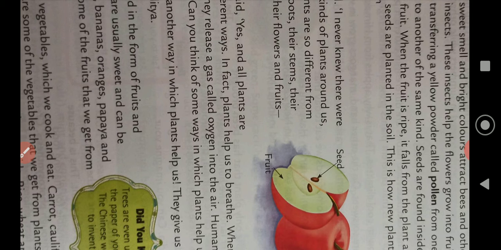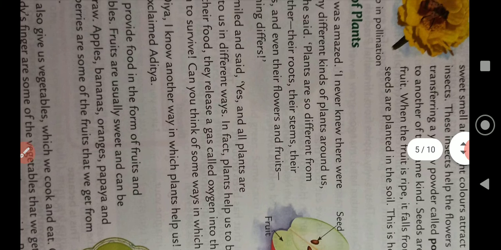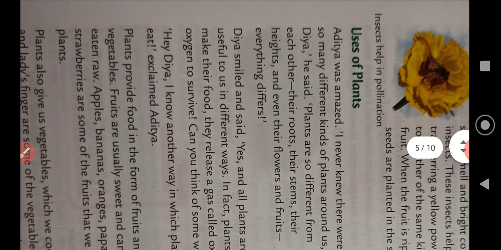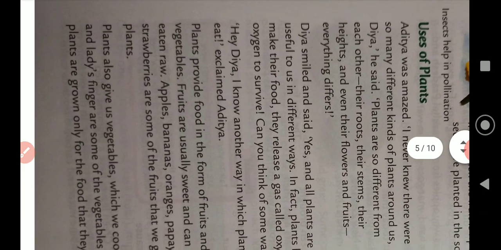We are able to continue our life, or survive, only because of plants. What all things do they give? They give food, they give grain, they give oil. Whatever you are eating, children, don't you think it is being given by the plants?